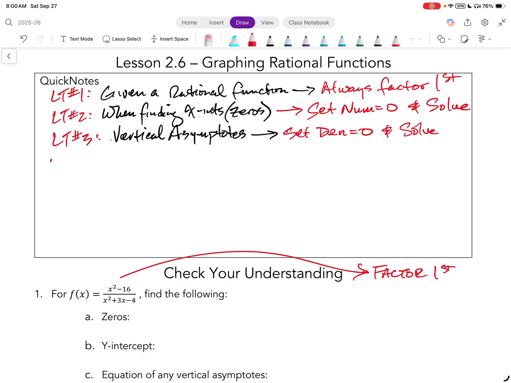All right, the next one here, learning target number 4, horizontal asymptotes.